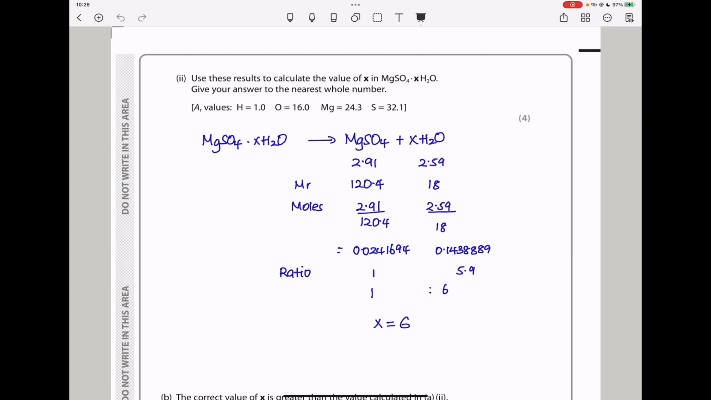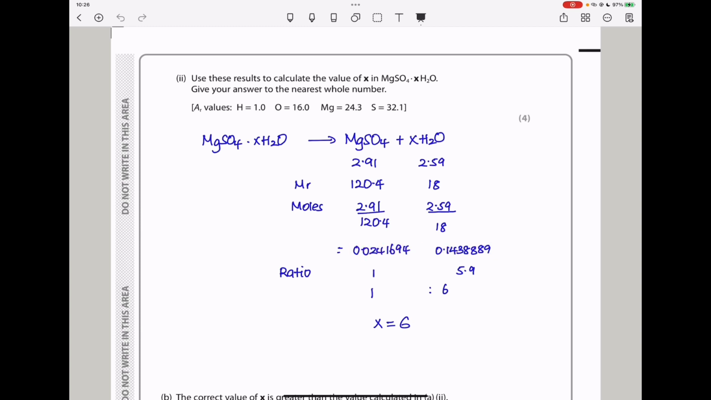We also know that the molar mass of magnesium sulfate is going to be 120.4 if you use this to calculate, and that for water is 18. So the number of moles is going to be that divided by that, and the number of moles here are going to be that divided by that. We got this and that as corresponding moles.